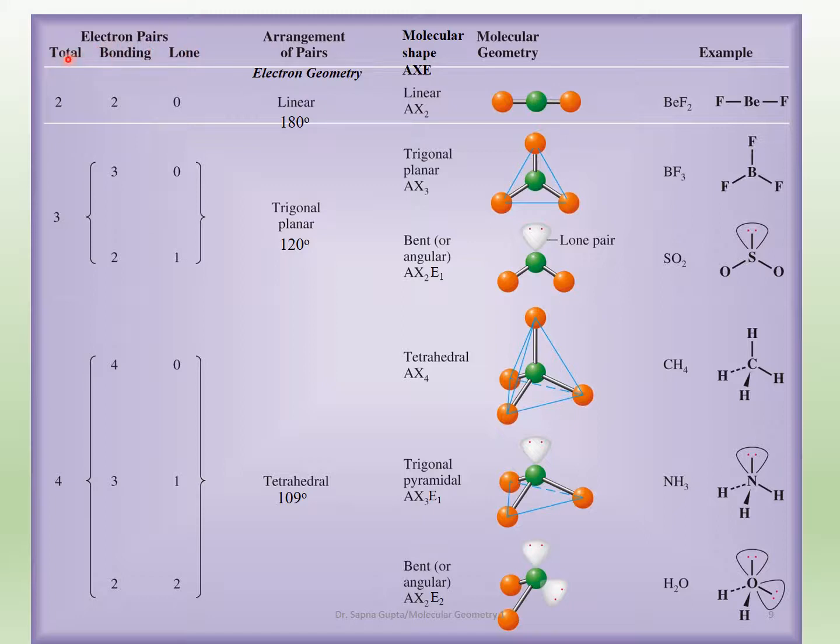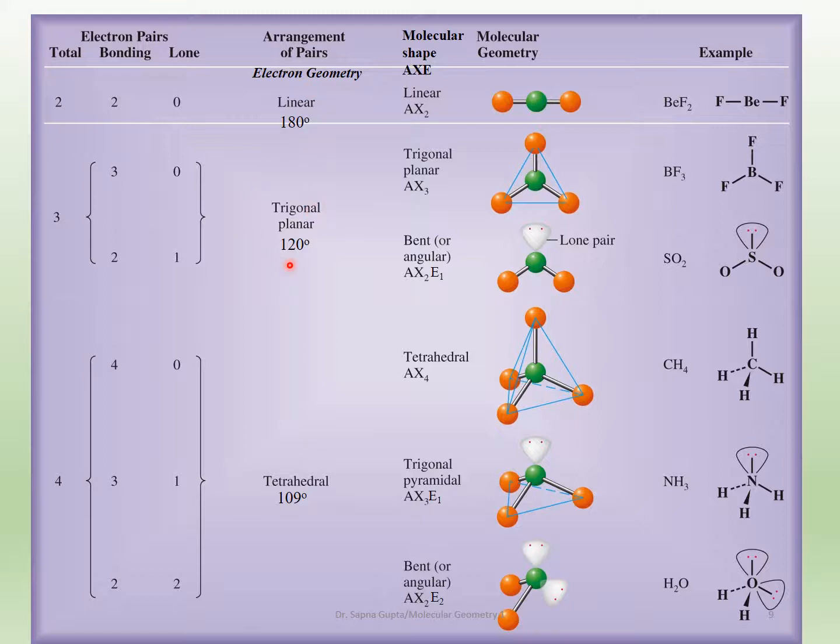Here the electron pairs are divided into 3 columns, where you have the total number of electron pairs, and then the next 2 columns tell you how many of them are bonding and how many are lone pairs. The next column here is the arrangement of that pair, which is also called the electron geometry. If you had 2 electron pairs, then the shape would be linear, and if you had 3 electron pairs, then the arrangement would be trigonal planar, and if you had 4 electron pairs, it would be tetrahedral. So that's what the electron geometry is about.